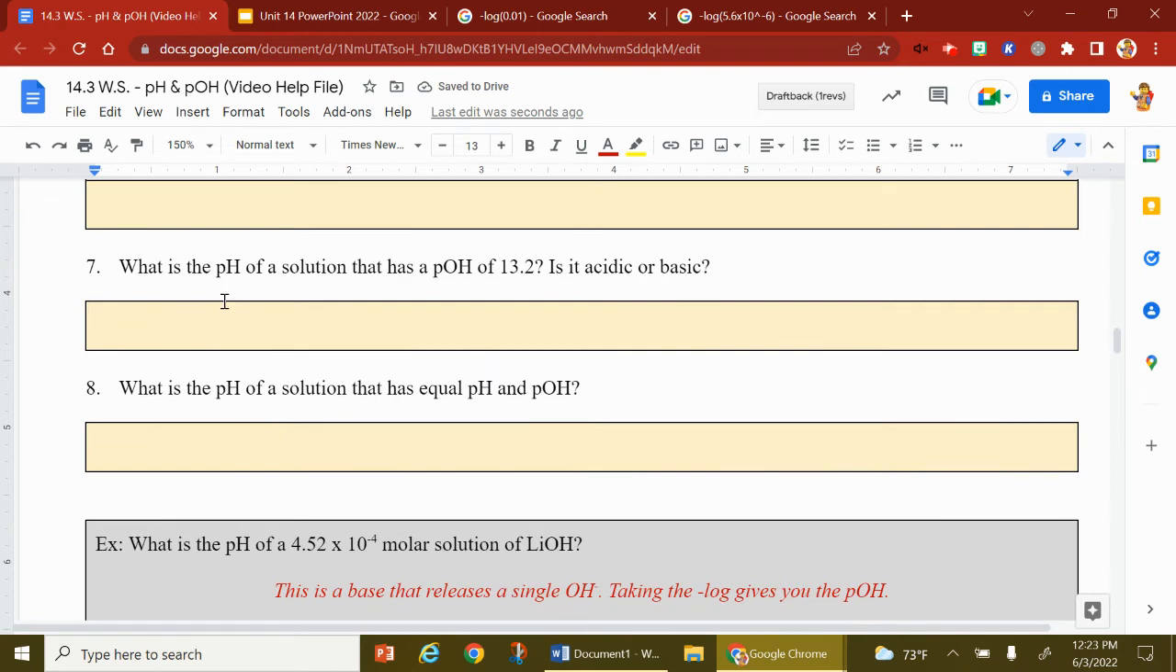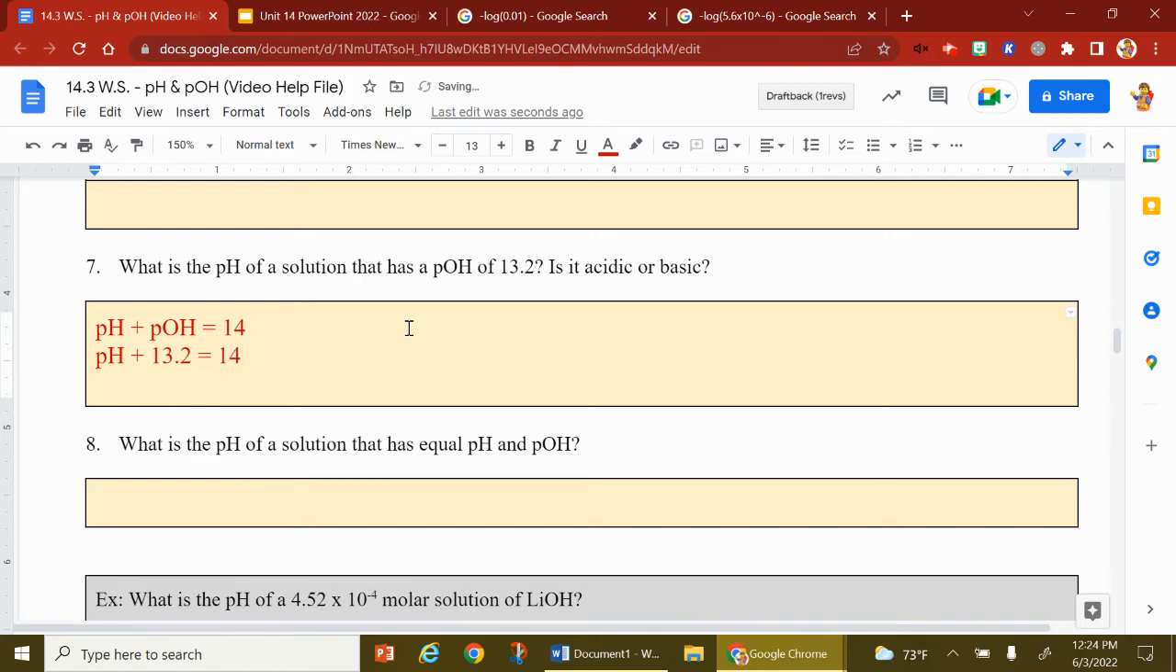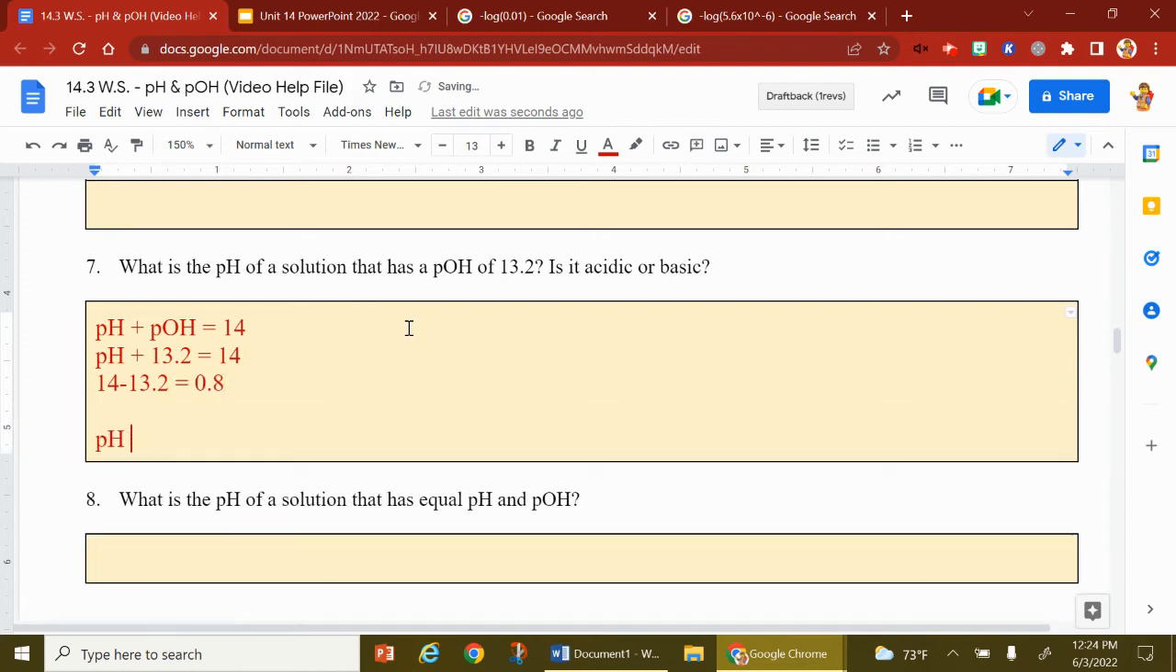Let's take a look at number 7. What is the pH of a solution that has a pOH of 13.2? So if the power of the base is 13.2, what is its power rating as an acid? Well, pH plus 13.2 equals 14. A little bit of subtraction here. 14 minus 13.2 equals 0.8. The pH of this thing is 0.8.